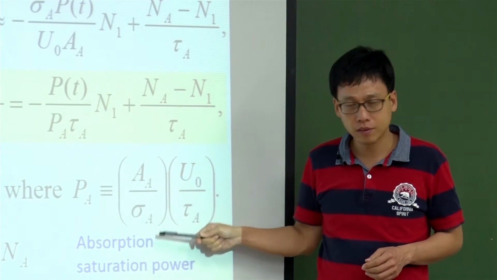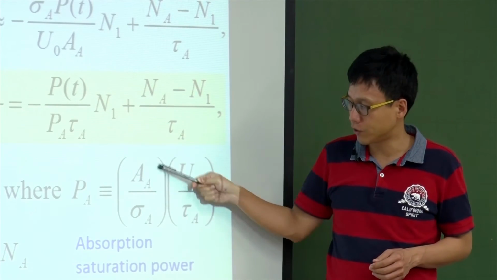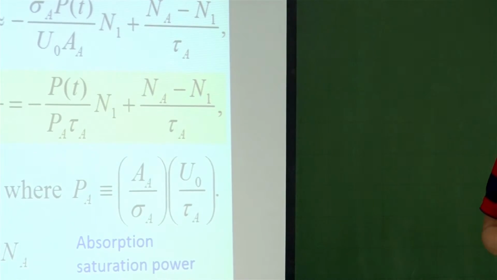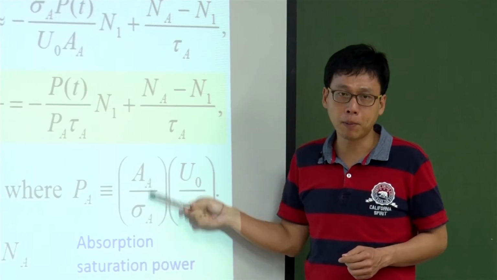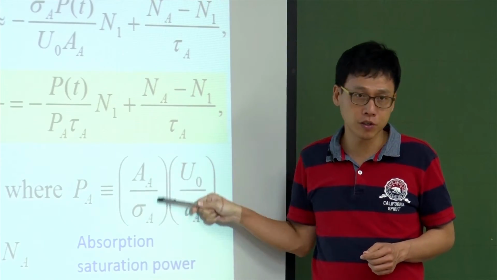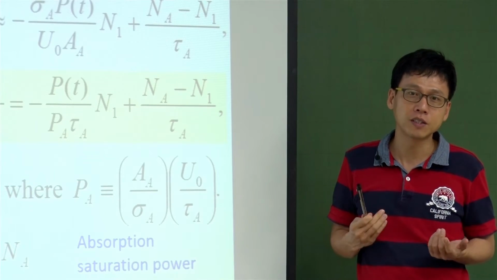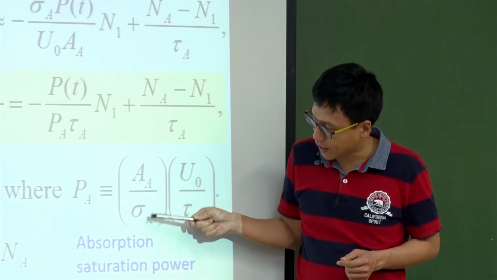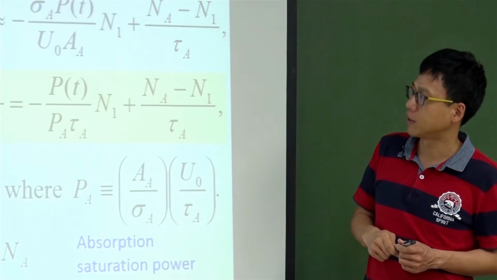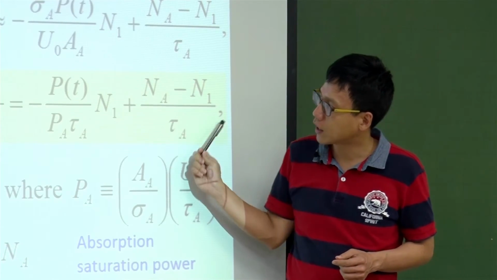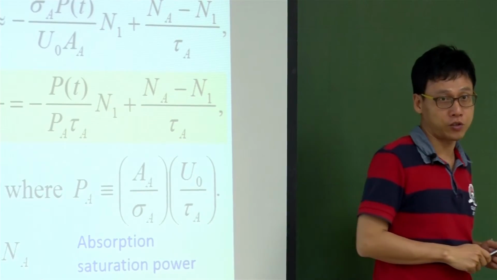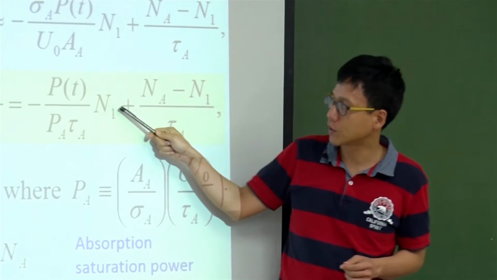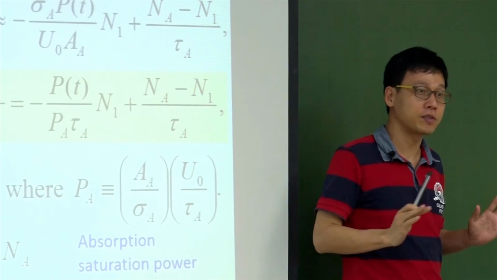And how about this one? This is the beam cross-sectional area. This is the equivalent cross-sectional area of your material absorber. So both are about areas, and the ratio is a constant without physical unit. So this is something about power. We define it as the absorption saturation power. By using this definition, you get the rate equation, a differential equation with a single unknown function N1. N1 is here, here, and here. Nothing else, right?